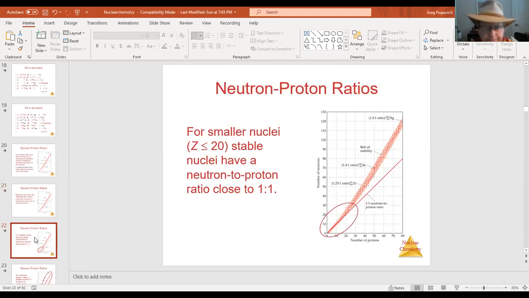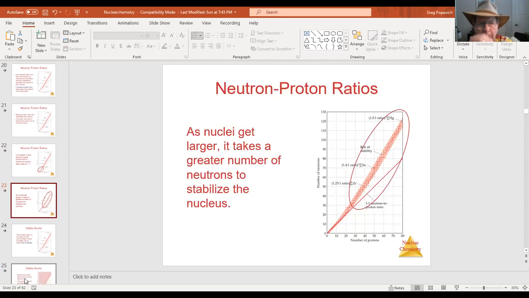Now, up to 20, up to calcium, if you look at a periodic table, you can pretty much guess the atomic weight by doubling the number of protons. You can guess the mass number by doubling the number of protons. This is because up to 20, the neutron to proton ratio is close to 1 to 1. Then we start to vary. As they get larger, you have more and more positive charge in the nucleus, so you need more and more neutrons to keep them separate.